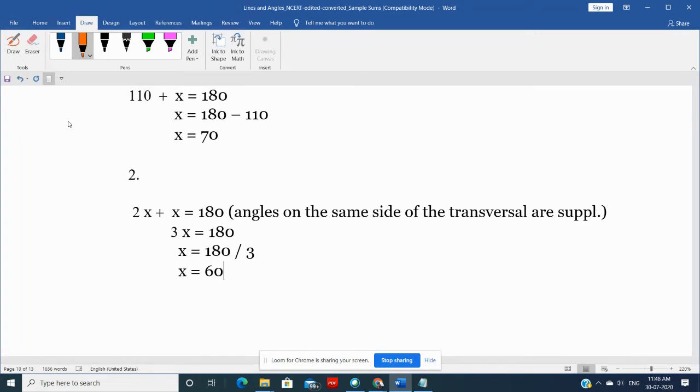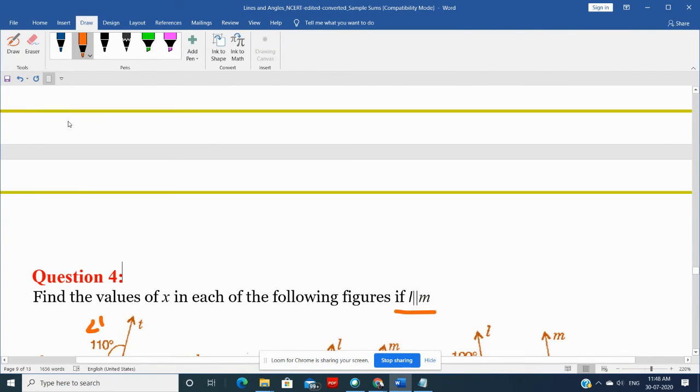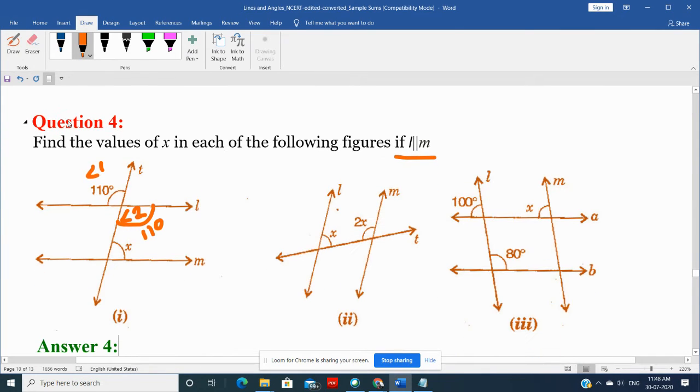So here also we got the value of x, for the same reason, because 2x and x are interior angles on the same side. And with that, this is question 4, second figure.